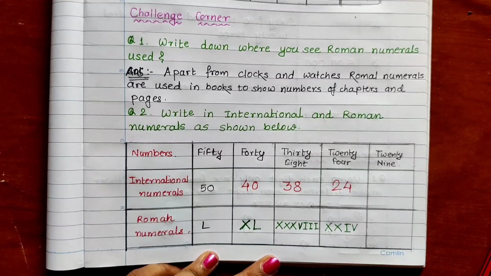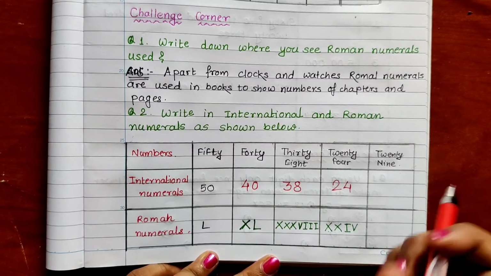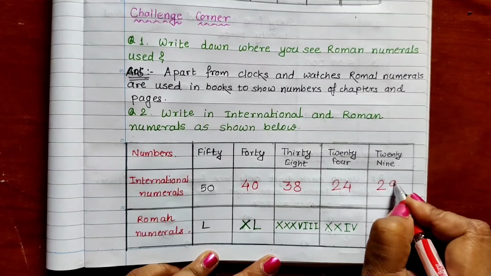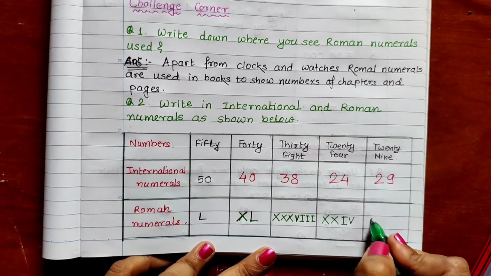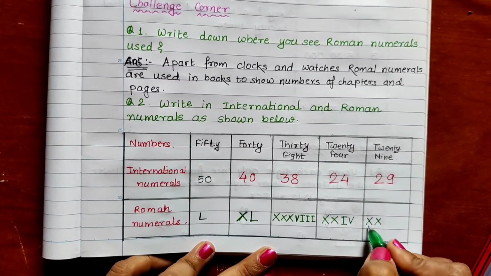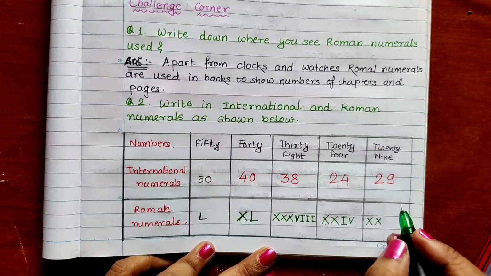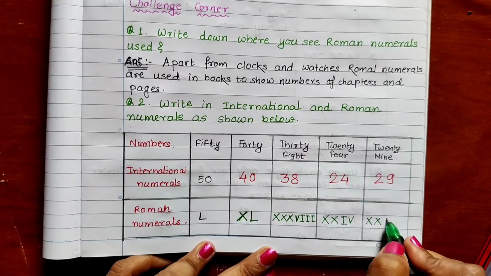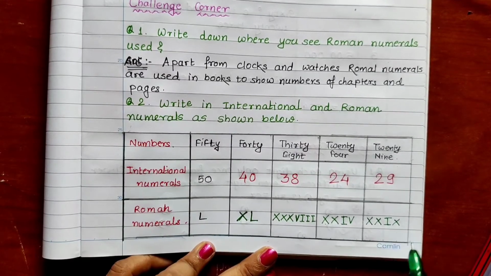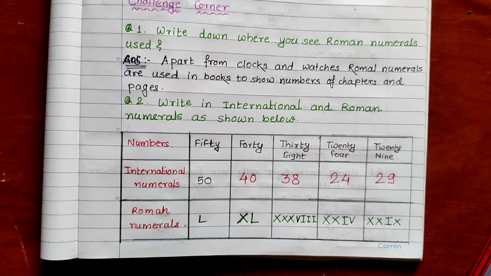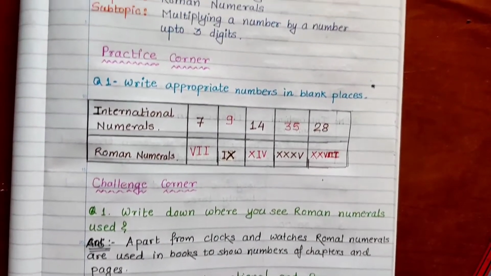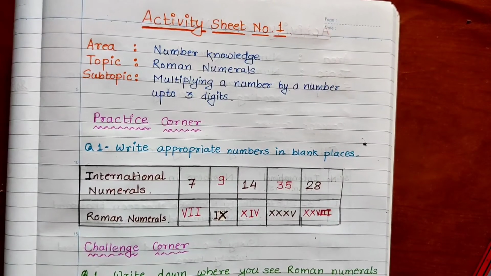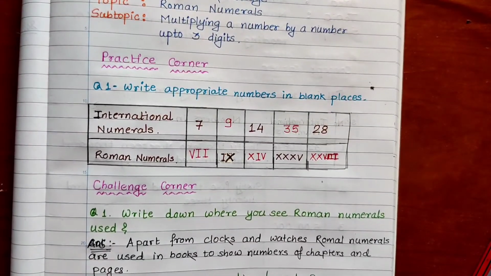Now 29. In international numeral we write it as 29. And for Roman numeral, how to write? For 20 we have to write X plus X, that is 10 plus 10, XX is 20. And for 9 what do we use? I, X. So XXIX is 29. So in this way we have to complete this activity sheet number 1 in our notebook. Now let us go on to the second day.